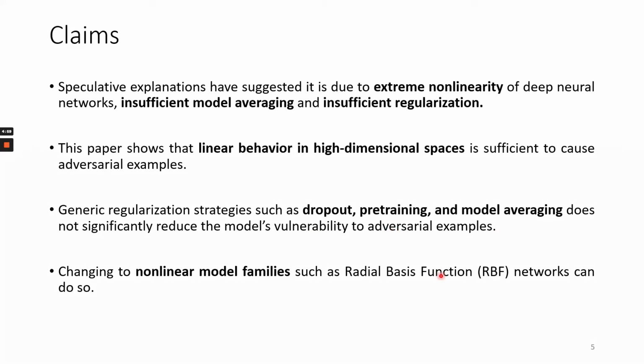Instead, the authors found that nonlinear model families such as radial basis function networks were naturally resistant to adversarial examples. One reason could be that radial basis functions gave a low confidence result when they were tested on outliers, and since adversarial examples are outliers, the radial basis functions gave a low confidence result and were naturally immune to these adversarial examples.